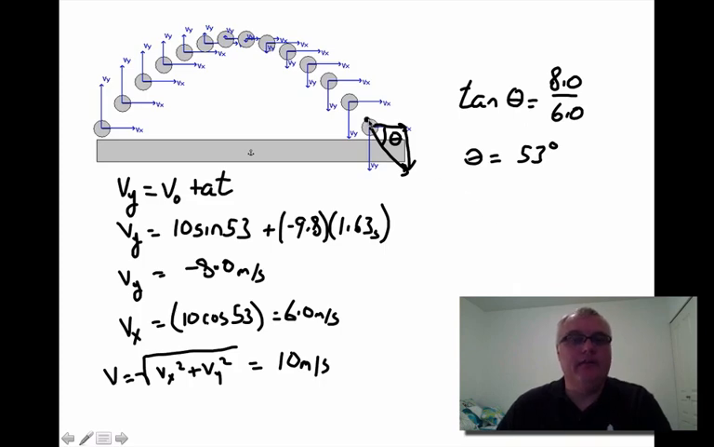So the velocity that it has at the end of its motion is the same velocity that it had at the beginning of the motion. The only thing that's different is the direction. Here it was traveling upwards from this direction. Now it's traveling downwards at the end. And that's the second type of projectile motion.